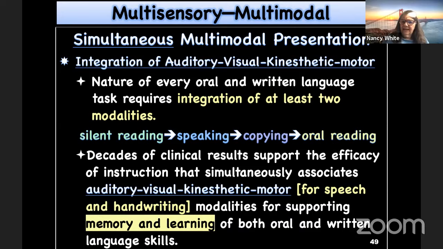So there are decades of clinical results that support the efficacy of instruction that simultaneously associates those language modalities. And when we say kinesthetic motor, we're talking about speech and handwriting for supporting memory and learning. And it's both oral and written language, not just written.